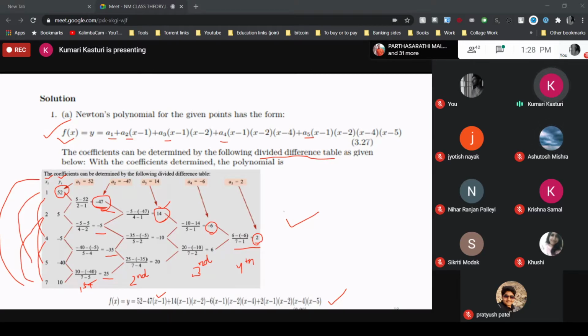Okay. So is it okay up to this point, or any doubt, anyone? Can you please ask me? This procedure, the divided difference rule, are all of you clear? Can I go to the code? Yes, ma'am. You can go to the code. Okay.